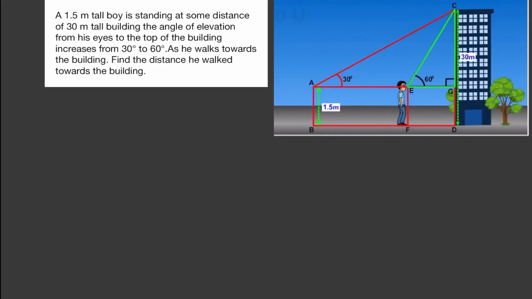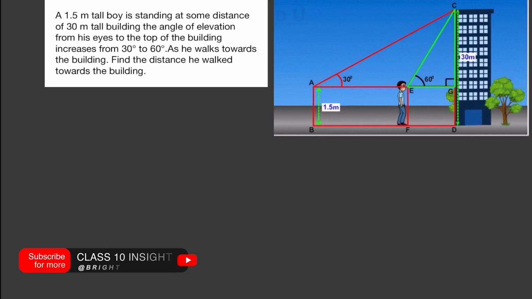We are here with an important problem of trigonometry. A 1.5-meter tall boy is standing at some distance from a 30-meter tall building. So, we have a 30-meter tall building here. A boy is standing at some distance. Initially, he will be standing here at AB. So, his eyes will be here.